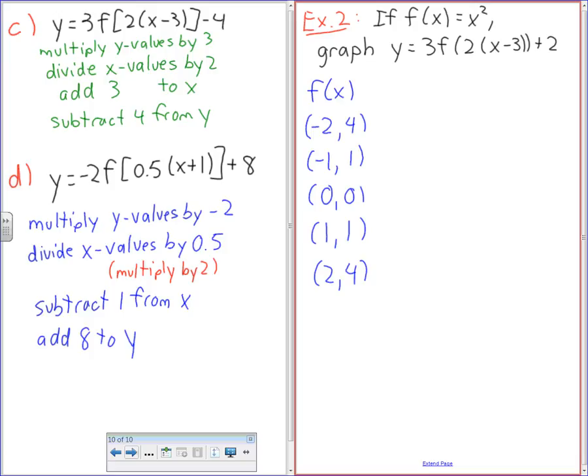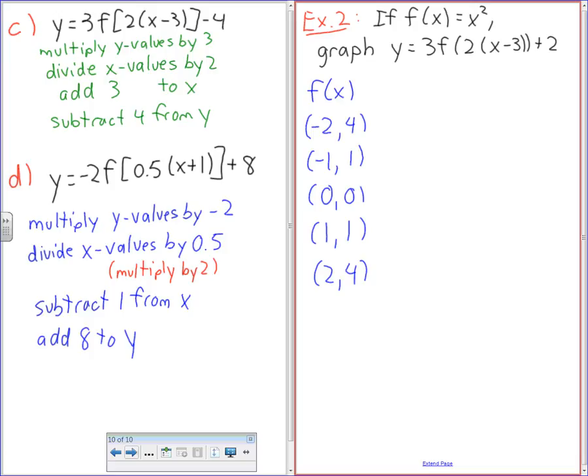So what I did was I chose x values close to 0, because that's where all the action happens for a parabola, okay? And then negative 2 squared is 4, negative 1 squared is 1, 0 squared is 0, 1 squared is 1, 2 squared is 4. Just square the x values.